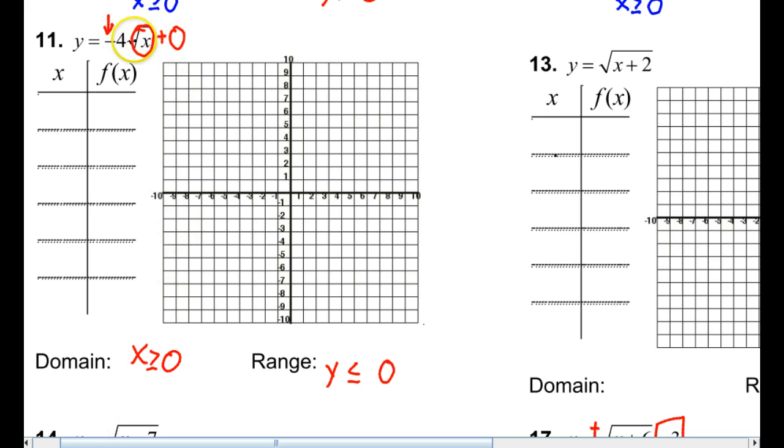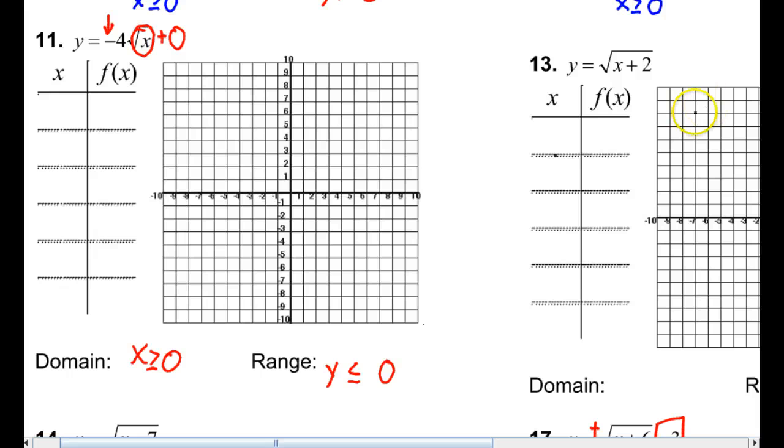This still has to be positive inside the square root. So the domain has nothing to do with the direction of the graph. The domain only has to do with the fact that you can't have negatives inside a square root. Two entirely different values for different reasons. So you don't want to use the method for finding a range on the domain, and you don't want to use the method for finding domain on the range. They're two entirely different processes.